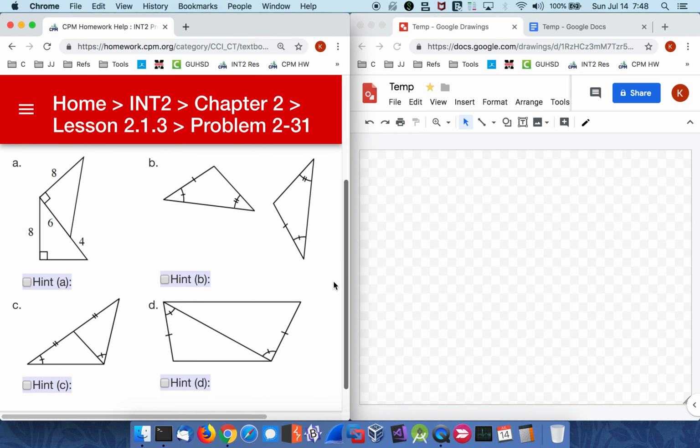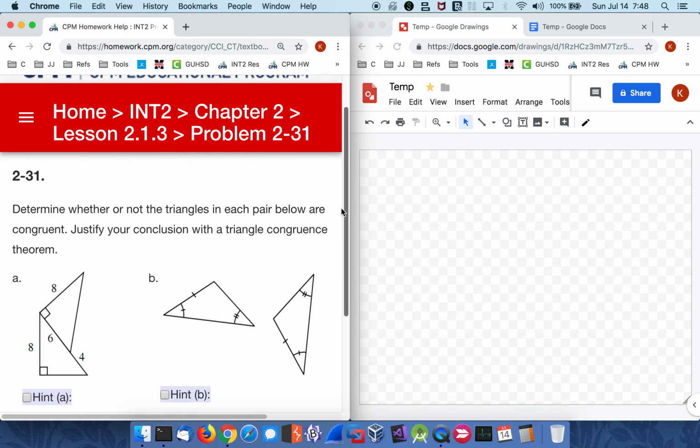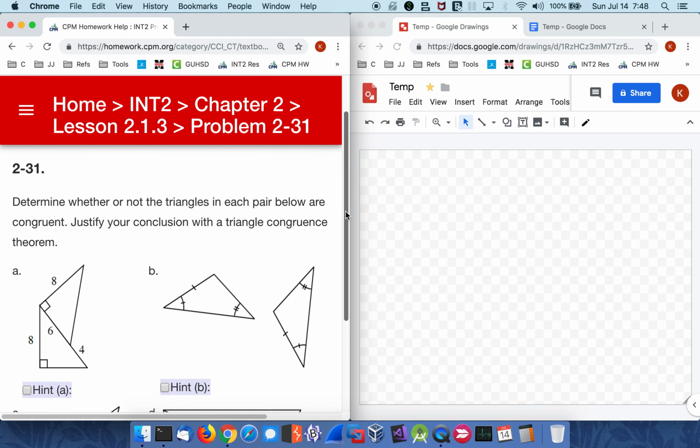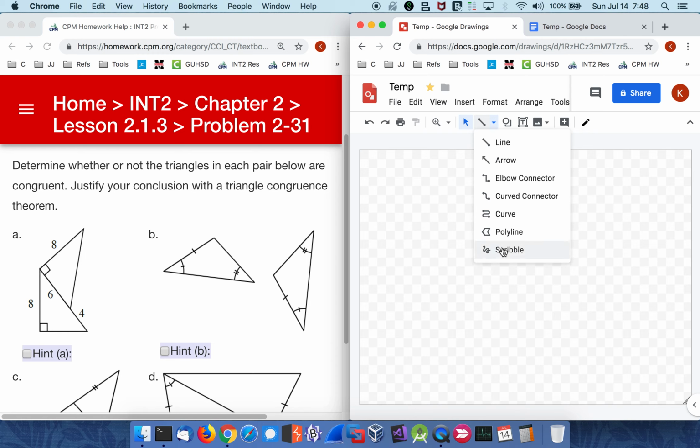All right. So let's just do this one and then we'll call it a day because this one's got a lot of parts and actually 1 or 2 of them look a little bit tricky. But okay, so determine whether or not the triangles in each pair are congruent. Justify your conclusion with a triangle congruence theorem.